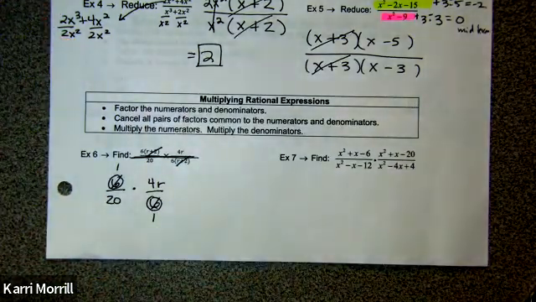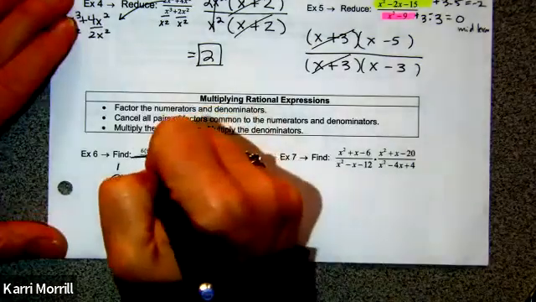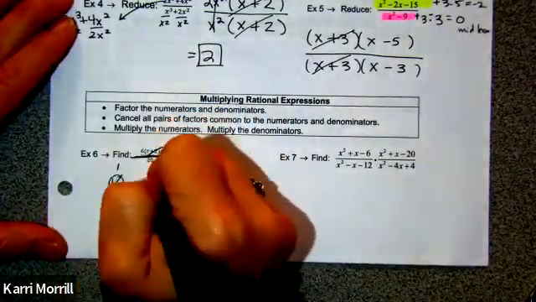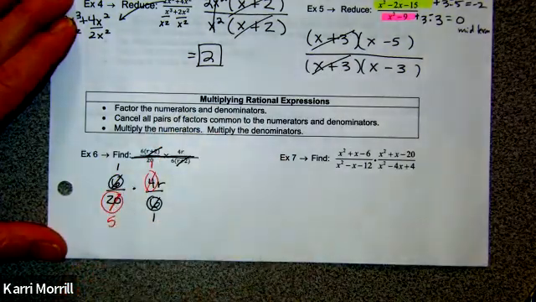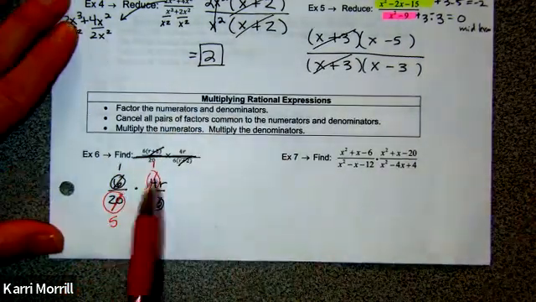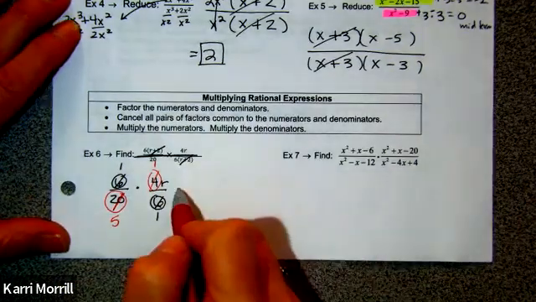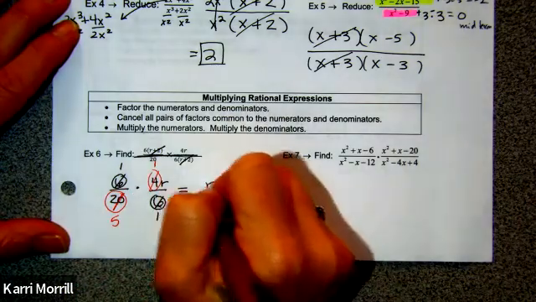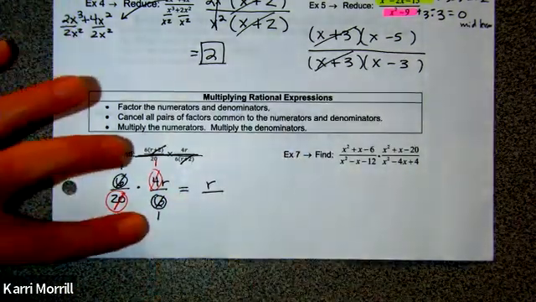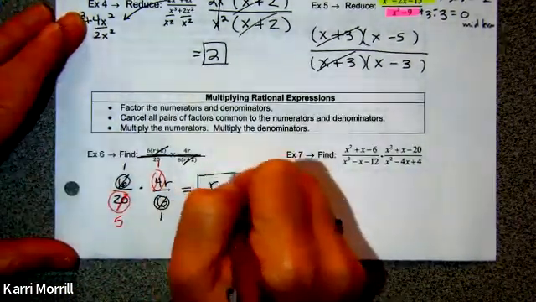How about 4 and 20? Can they reduce by 4, both of them? 4 goes into 4 one time, and 4 goes into 20 5 times. So I don't think I can reduce any more numbers, and that means I would just multiply across. 1 times 1r is a 1r. Over 5 times 1 is 5.